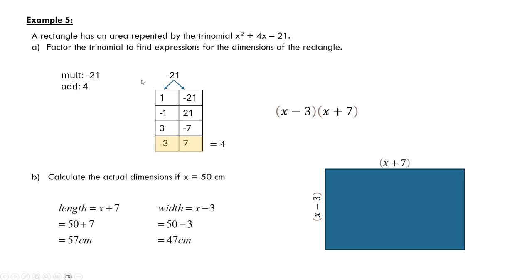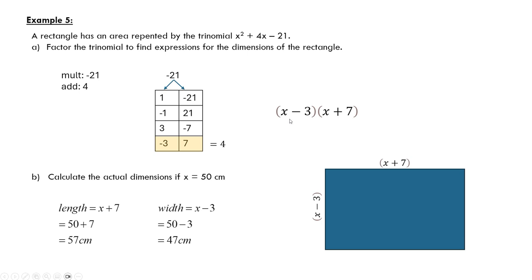So we're looking for a pair of numbers that multiply together to be negative 21, but add up together to be 4. So we'll list all of our factored pairs to get to negative 21: 1 and negative 21, negative 1 and 21, 3 and negative 7, and negative 3 and 7. Negative 3 and 7 match the conditions. Negative 3 and 7 multiply together to be negative 21, add up together to be 4. So we can write our factored form as x minus 3, x plus 7.